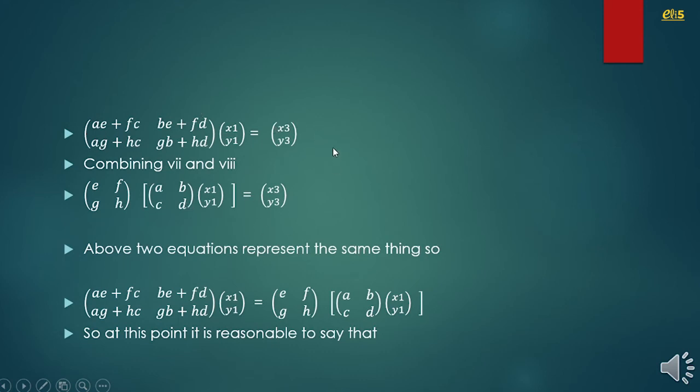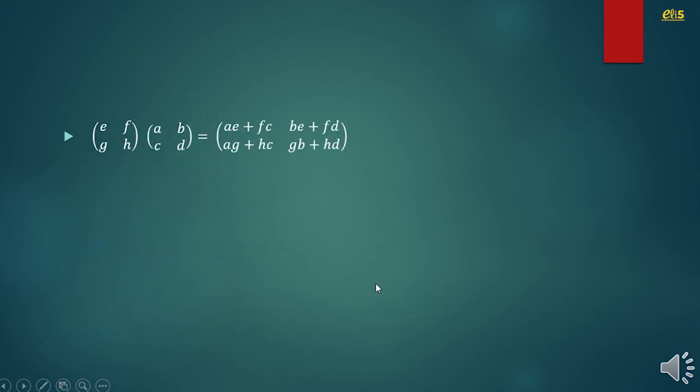Now if you see these two equations, they're giving us the same product. That must mean that the multiplication of these two matrices must be equal. That is, the matrix AE plus FC, BE plus FD, AG plus HC, GB plus HD times x1, y1 must be equal to this. So, if you notice that x1, y1 is the same in both equations, that must mean that this constant coefficient matrix must be equal to the product of these two matrices.